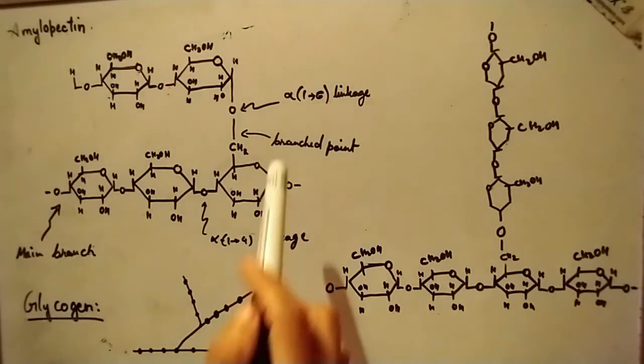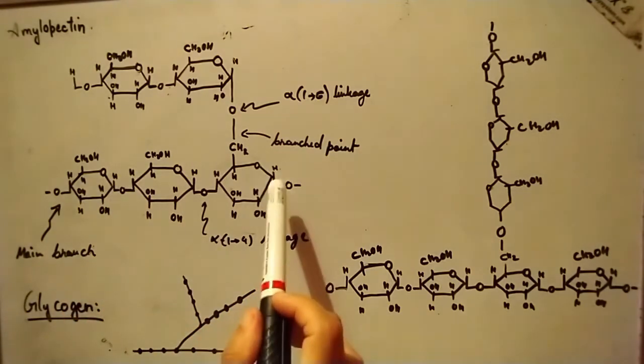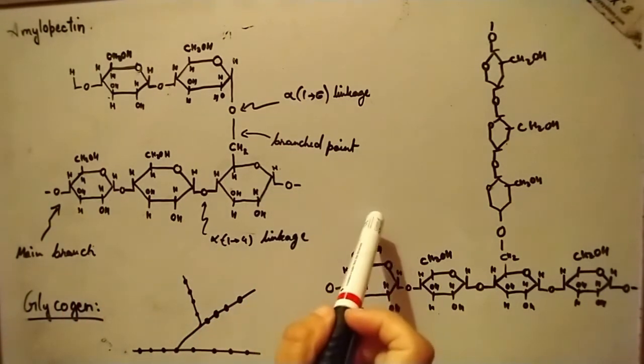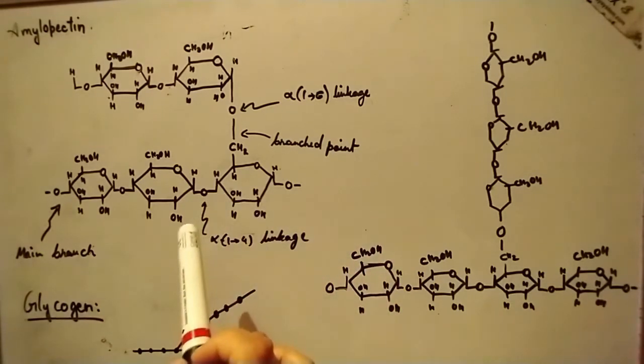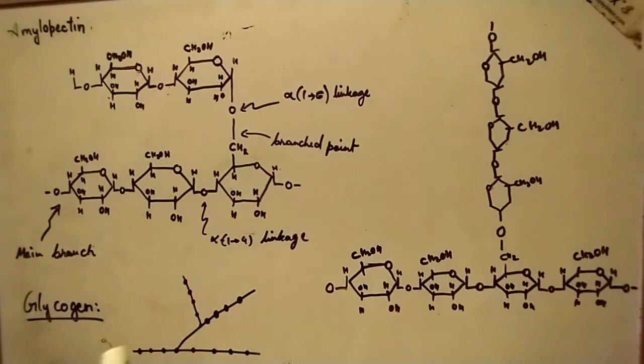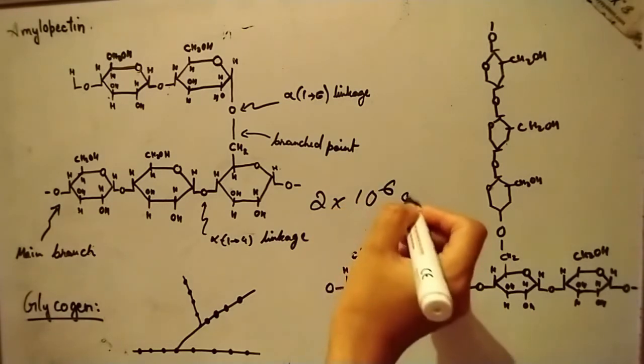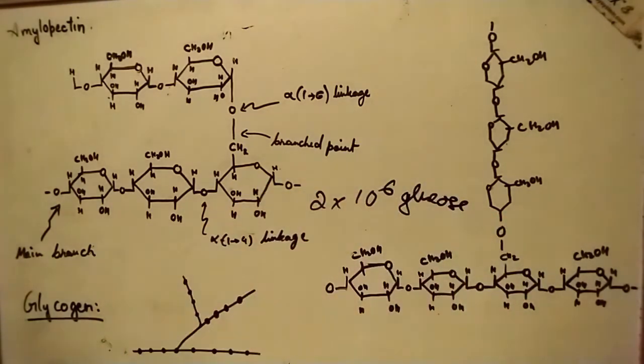Now these branches are linked to the main chain after every 20 to 30 residues. So amylopectins are therefore very large molecules with about 2 into 10 to the power 6 glucose units. So they are very large molecules. Now here we can see another example of homopolysaccharides or homoglycans, that is glycogen.